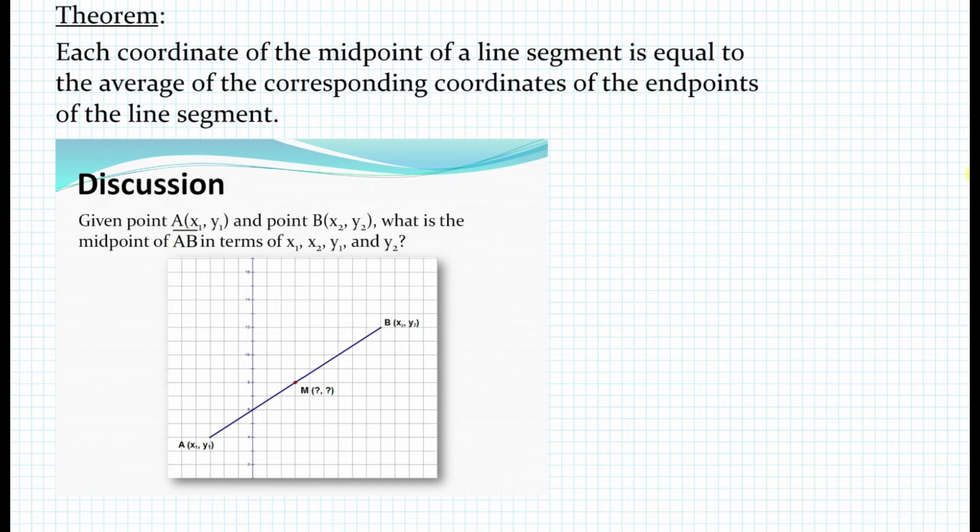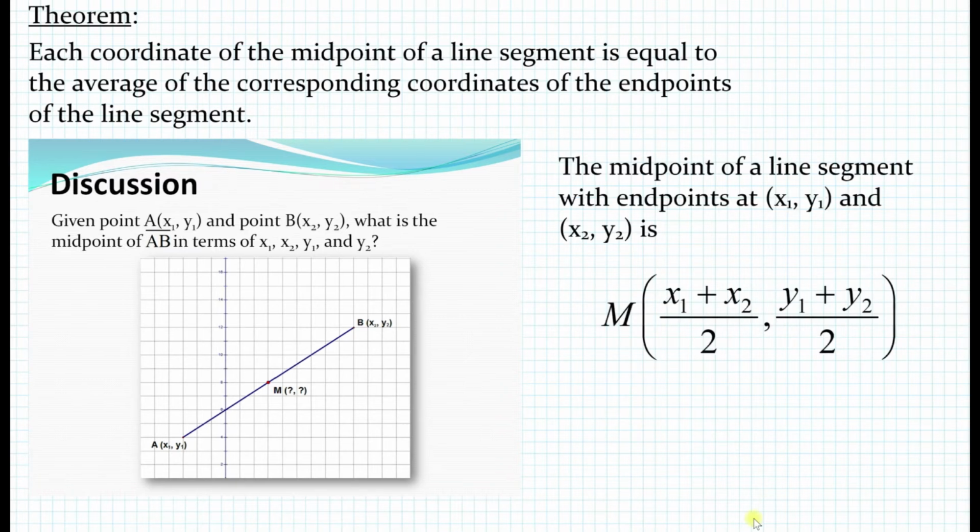As we learned, the midpoint, according to the theorem, is the average of the corresponding coordinates of the endpoints of the line segment. Namely, the midpoint M is going to be the average between the x coordinates of A and B, which is x1 plus x2 divided by 2. And the y coordinate of the midpoint is the average between the y coordinates of A and B, which is y1 plus y2 divided by 2. This is also known as the midpoint formula.